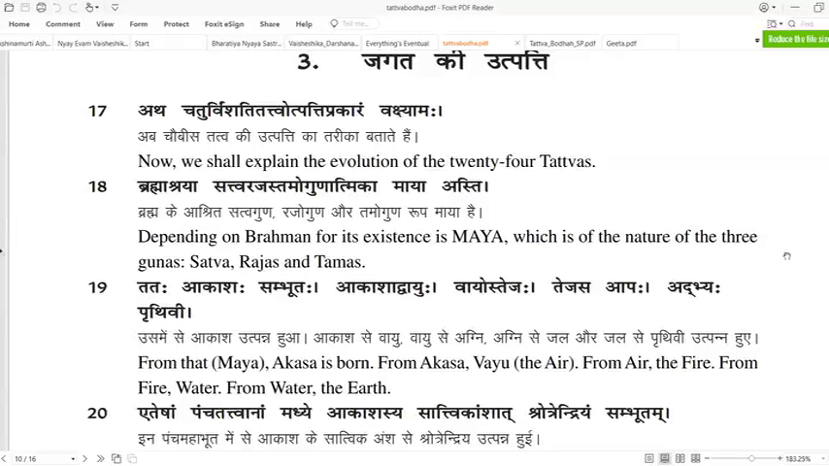Then he comes to the first part: Brahm Ashrayaha Sattva Rajas Tamo Gunatmika Maya Asti. So we are entering into Maya here. Maya is the total creative power. Brahman is the sole reality, and he has his power. This power is Maya, and this Maya has three gunas. It is split into three basic properties. The other properties come later, but first the basic properties are Sattva, Rajas, and Tamas.